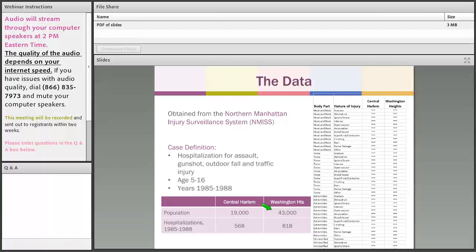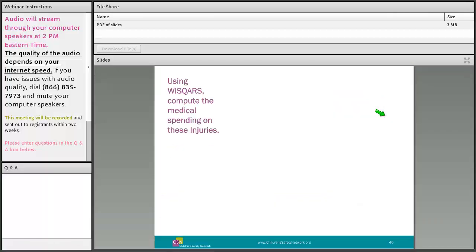What I thought I'd present today is how I took the data, and they're in an ICD-9 format, the coding format, and I translated them into body part and nature of injury so we could use them with Whiskers. These stars here represent case counts. So we used Whiskers to compute just the medical spending on these injuries.